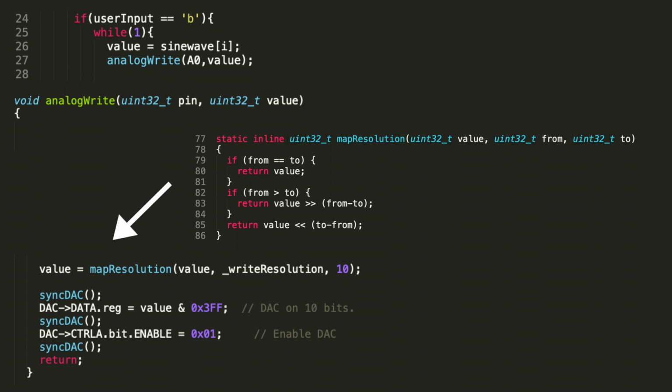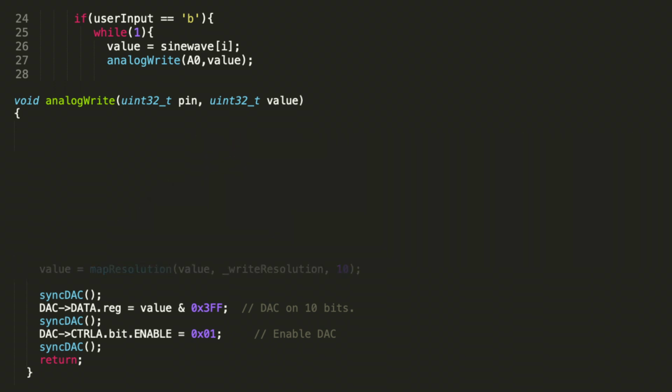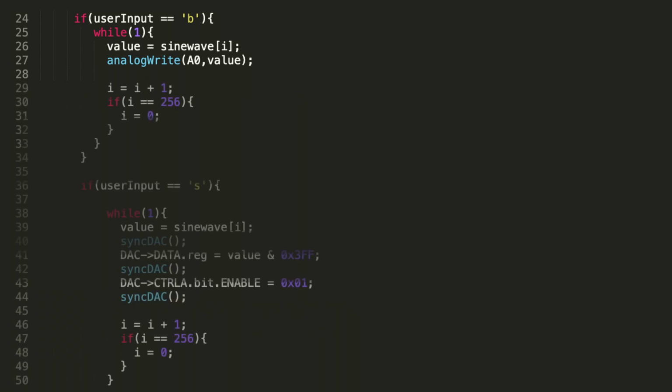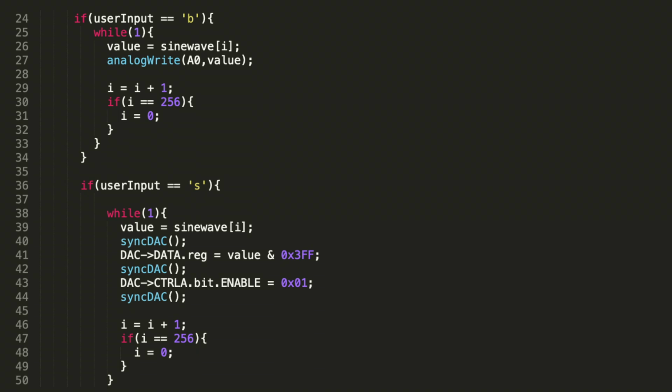Well, we already know the value is going to be 10, so we don't need this function. And that's just pure overhead that's not necessary for our application and what we're actually trying to do. So we can go ahead and eliminate that. And once we clear that, we're left with what was used in the more optimized DAC writing function. Once the user hits S, we will go through the while true loop. The first line in line 39 gets the value from the current index of the sine wave.